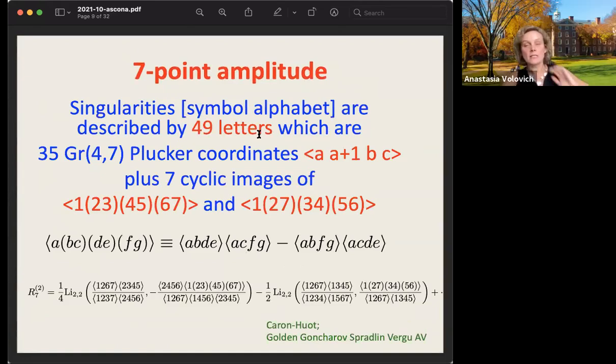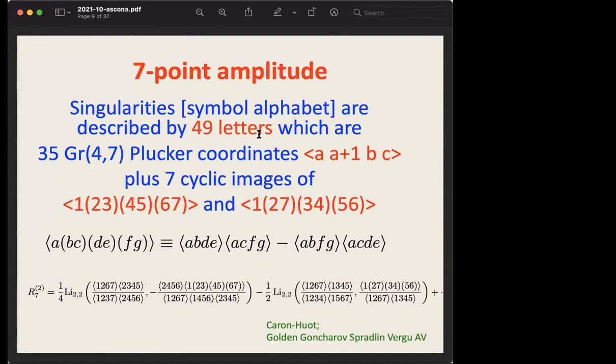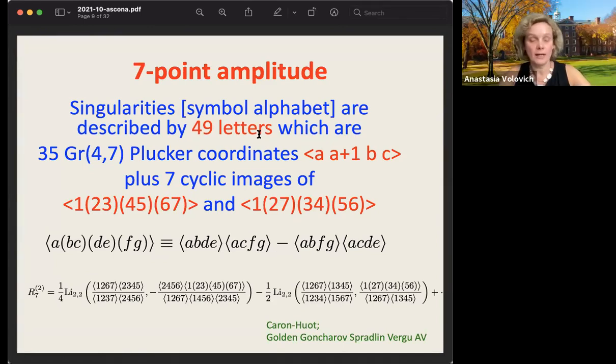Yes, so Dixon et al. computed it up to 7 loops for 6 points, and for 7 points up to 4 loops. They start with these. Okay, so they start with 15 and 49, yeah.